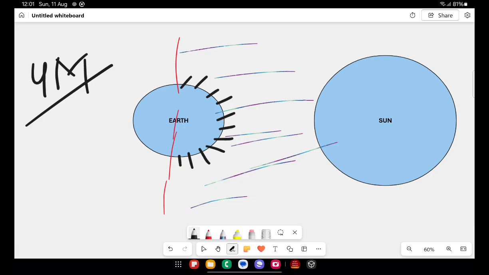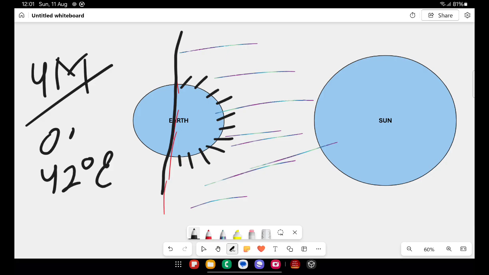Okay, so let's say that the sun's rays are at this point, which is prime meridian. So it is at the center of the earth, and slowly they started shifting towards India. And at India now, it is sunrise in India because the sun's rays are starting to light up this country. And let's say that if the prime meridian is at 0 degrees, then India is at, just for imagination's sake, 42 degrees east.